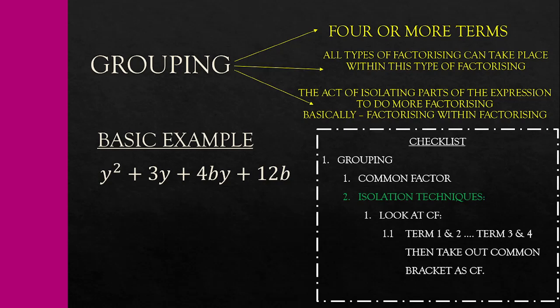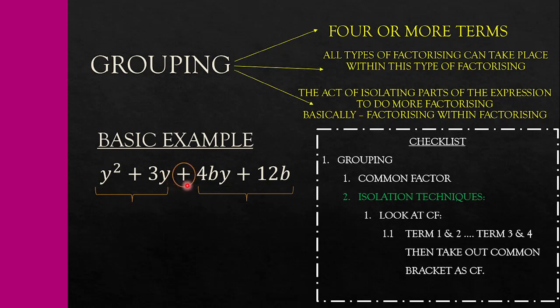Remember, with all types of factorizing, we're looking for a common factor, but now with grouping, you have isolation techniques. With the most basic type of grouping, you're going to look for common factors within your first 2 terms and your last 2 terms. And what's very important here is you are going to keep the sign in the middle.